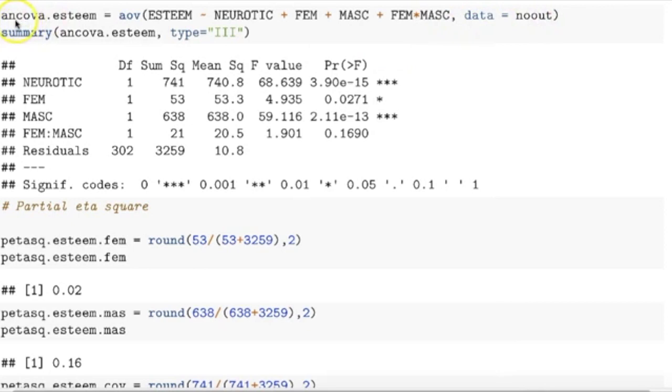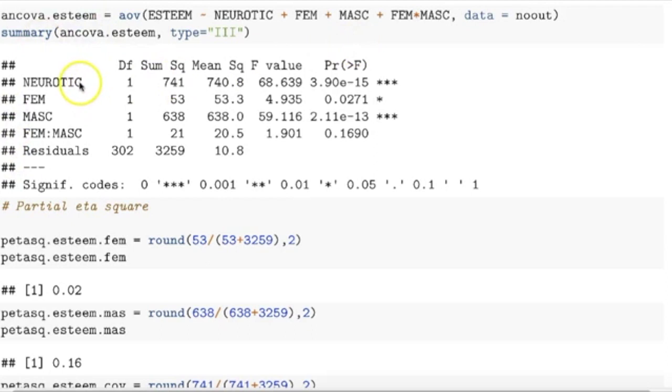And I stored everything into ANCOVA.esteem. You don't have to make the names this big or this descriptive. I'm only doing it because I'm teaching. To open up the results in ANCOVA.esteem, I just use the summary function.